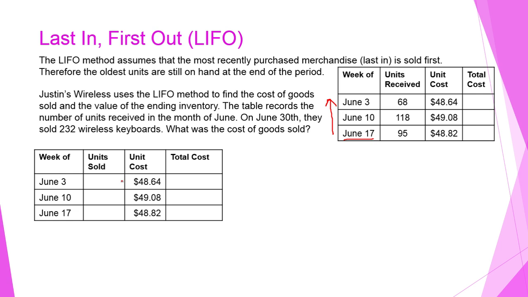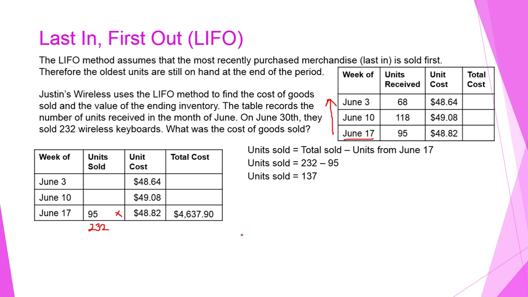So do the same thing we did earlier. Remember, the sum right here, all three has to add up to 232. Keep that in mind. So on June 17th, we received 95. That means all 95 had to have been sold. To find the total cost of the 95, multiplied together, we get $4,637.90.